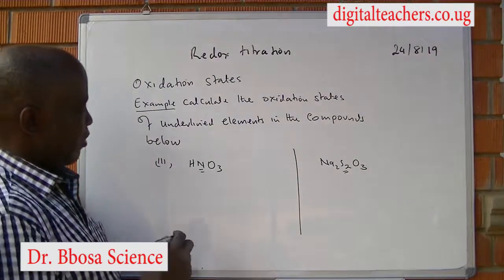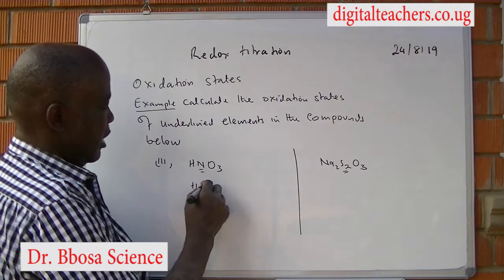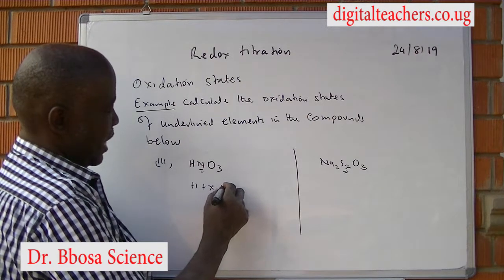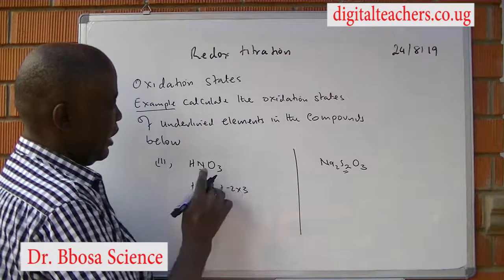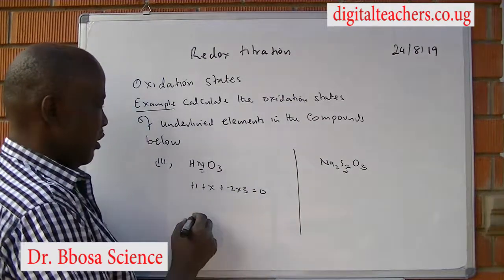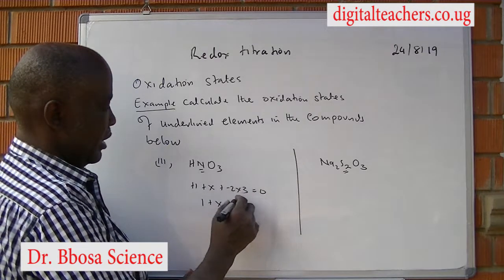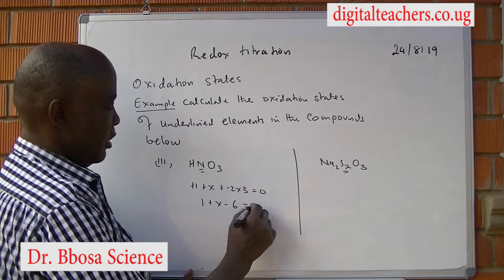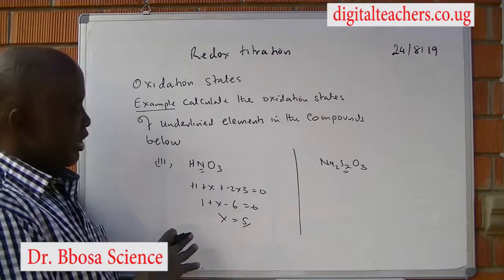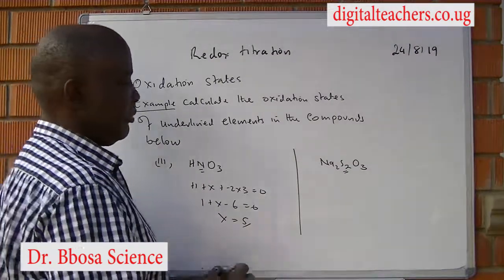So we expect you to have got hydrogen is positive 1, plus x, the oxidation state of nitrogen, plus negative 2 times 3, the oxidation state of oxygen, there are 3 atoms, is equal to 0. Therefore 1 plus x minus 6 is equal to 0. x is equal to 5. Therefore, the oxidation state of nitrogen in nitric acid is 5.